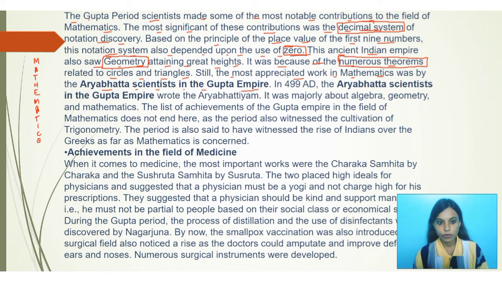Yes, about the numerous theorems related to circles and triangles. In 499 AD, the scientist Aryabhatta in the Gupta Empire wrote the Aryabhatiya. You can talk about the Aryabhatiya. What is this book all about? It was majorly about algebra, geometry, and mathematics. So, this is a very important book which talks about algebra, geometry, and mathematics.